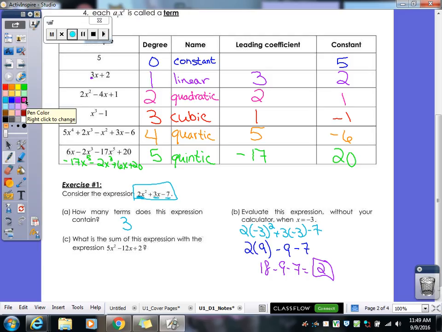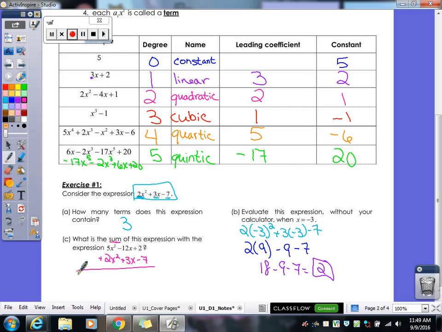All right, then part C, what is the sum of the expression with this other one, 5x squared minus 12x plus 2? First thing, sum tells us we're doing what with the 2? Adding, good. So we're just going to want to line up our like terms. So I'm going to put my 2x squared under here, put my little plus sign in front of it since I'm adding them. Line up my 3x under the other one, and then my -7 under the 2. If it's too small, you can rewrite it.